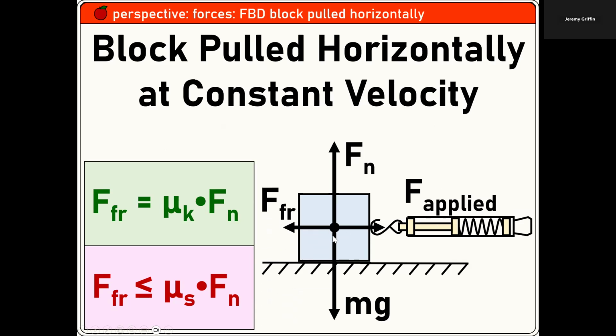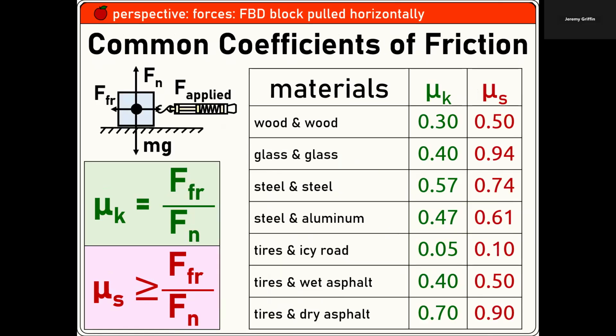And notice that the two verticals cancel out and the two horizontals also cancel out. That would result in a type of equilibrium because it's constant velocity. There's no acceleration. There's no net force. All right, here are coefficients of friction. Different. So coefficient of friction is a material property.